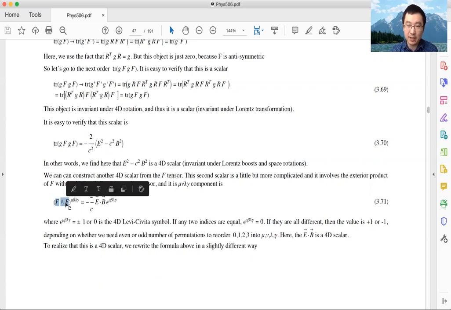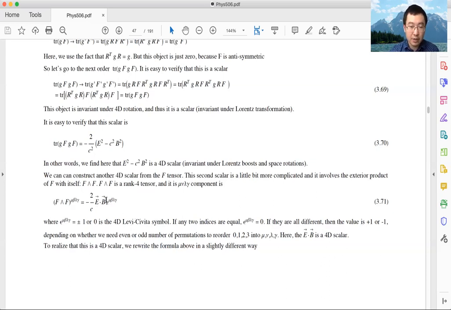But basically, the bottom line is the exterior product between F and F, if you calculate that, gives you a very simple structure. It is E dot B, a scalar, times a rank 4 tensor, epsilon mu beta lambda gamma. This rank 4 tensor is a 4-dimensional Levi-Civita symbol. We are very familiar with the 3D Levi-Civita symbol, which we use for the cross product, etc. The 4D version is very similar to 3D.